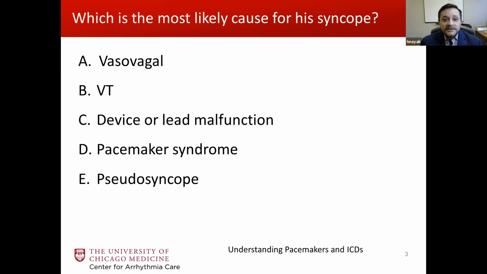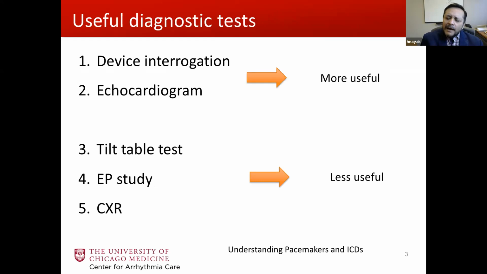But this case gets more interesting. So how would you go about evaluating something like this? Well, a device interrogation is mandatory. We want to get a sense of what the pacemaker is doing. Potentially, we could have recorded some electrograms at the time of the syncope, which might give us a clue as to what's going on. An echocardiogram can be useful if somebody hasn't had an echo and they have heart block and they've had RV apical pacing. Maybe they've developed a cardiomyopathy. Maybe this person had an episode of ventricular tachycardia. Certainly that's on the differential that I presented.